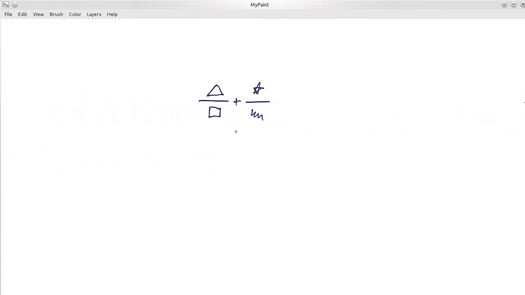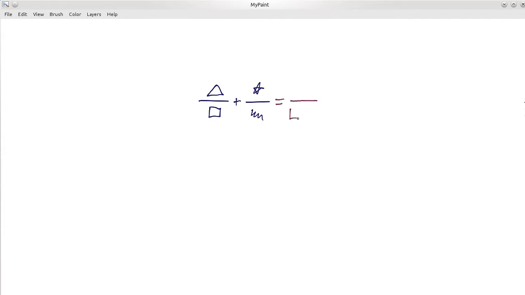In fact, we should be able to do it with just random symbols. So here I have a fraction addition problem. Triangle over square plus star over squiggle. We should be able to add these fractions. We need to find a common denominator. Now, I have no idea what square and squiggle are or how they're related to each other, so let's just multiply the two denominators together to figure out the common denominator. Because I can always get the product of the two denominators in my problems.